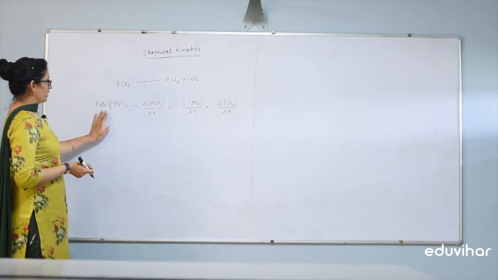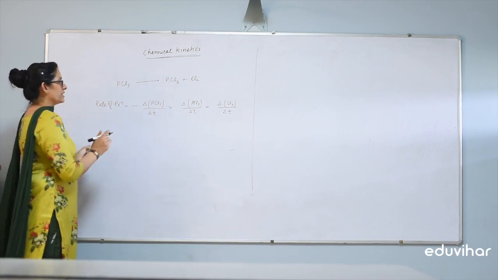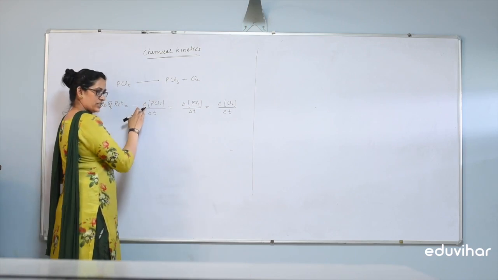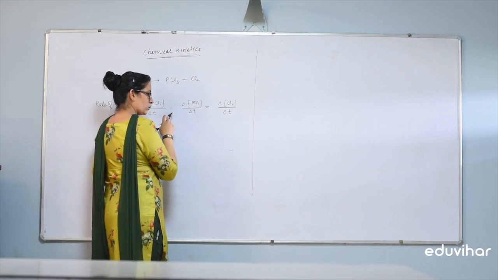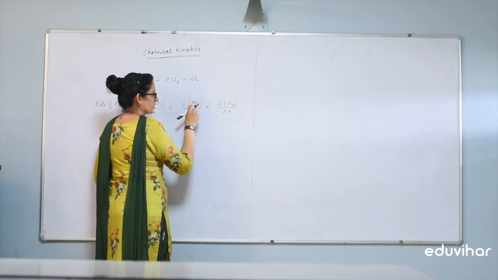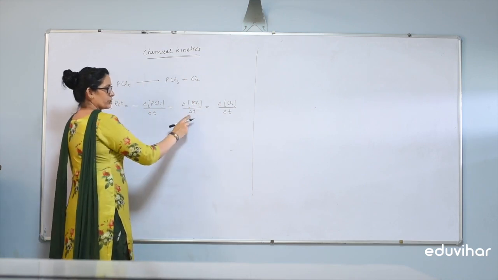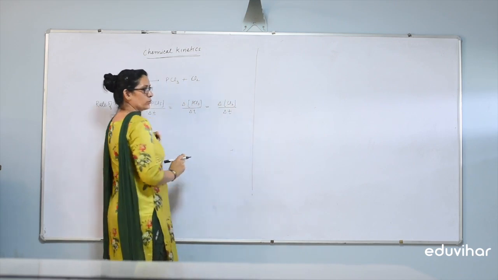I can say that the rate of reaction, which is the decomposition of PCl5, is equal to the change in concentration of PCl5 with respect to time, that is again equal to the change in concentration of product PCl3 with respect to time, equal to the change in concentration of chlorine with respect to time.